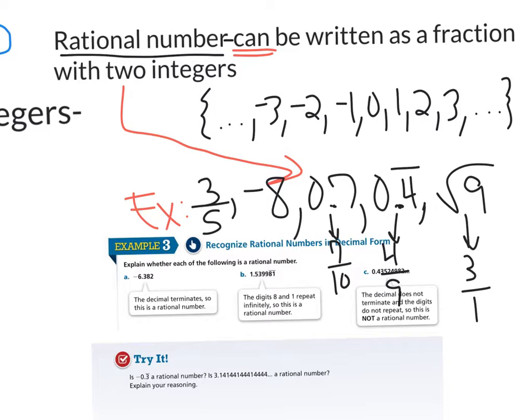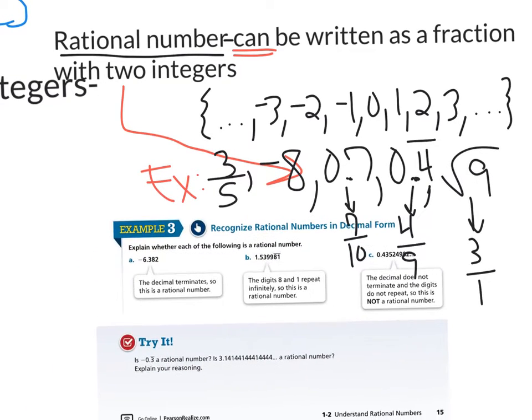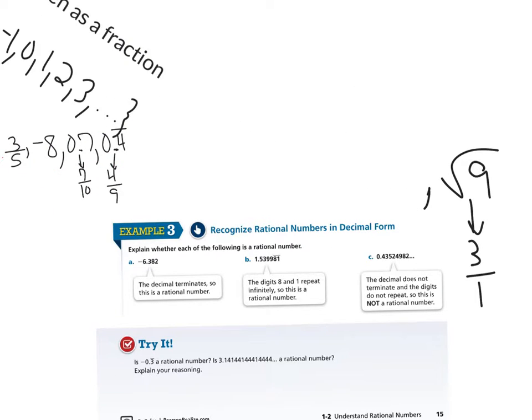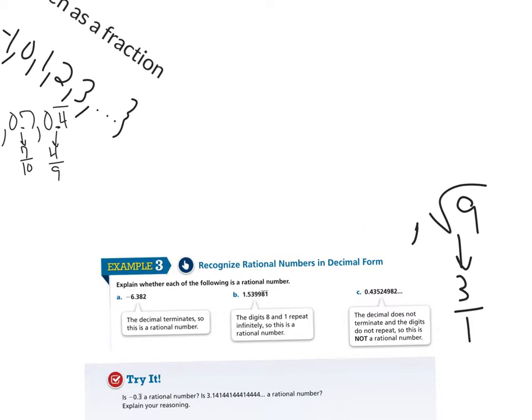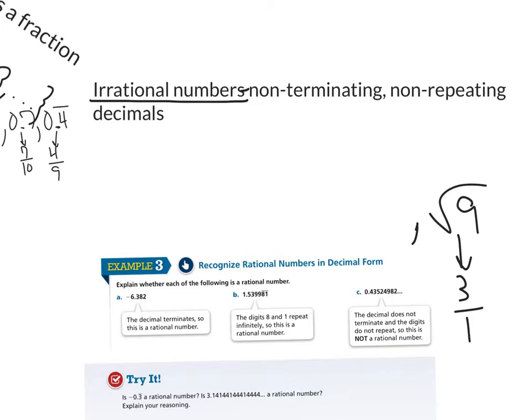So you look at this and you might say, well, it seems like pretty much everything's a rational number. And that's actually not true. There are things called irrational numbers as well. Irrational numbers are things that have non-terminating, non-repeating decimals. The decimals keep going, and they don't repeat themselves.